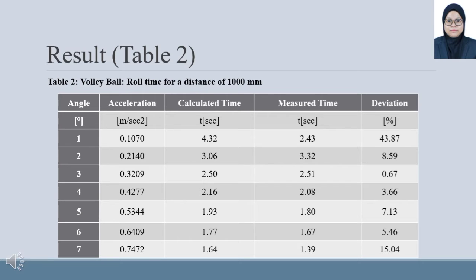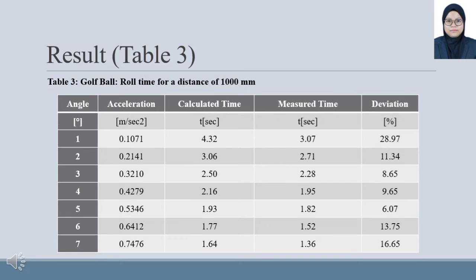Next is Table 2. Table 2 shows the acceleration, calculated time, measured time, and the deviation of time for volleyball. The acceleration and calculated time are calculated using the formula explained before. The deviation is calculated using the formula: measured time minus calculated time, divided by calculated time, times 100%. The highest deviation is at the first inclination with 43.87% and the least deviation is at the third inclination with 0.67%. From the table, we could also see that the acceleration increased as the angle increased.